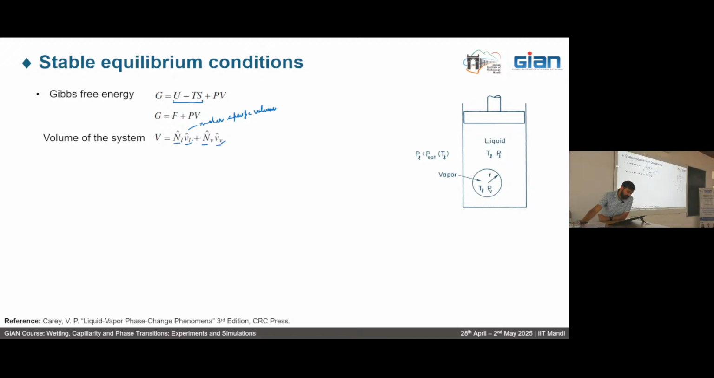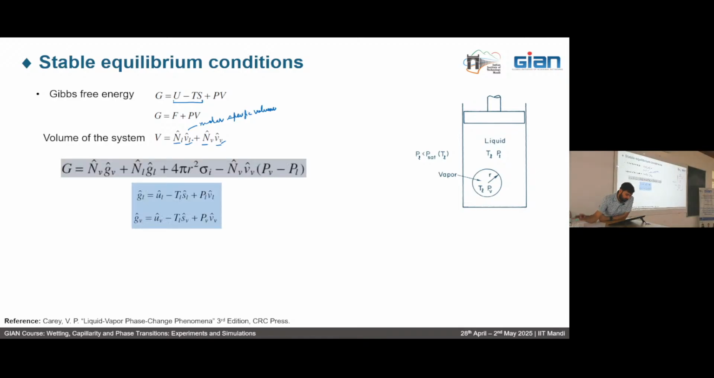Further using this equation, I've just written a simplified equation here, and what we get is G is equal to NV GV plus NL GL plus 4 pi r squared sigma I minus NV VV times (PV minus PL), where GV and GL are the molar specific Gibbs energy for both the liquid and vapor phase here.